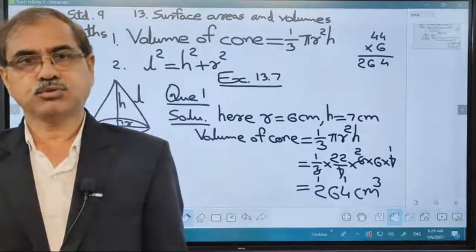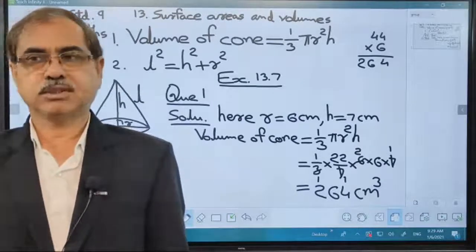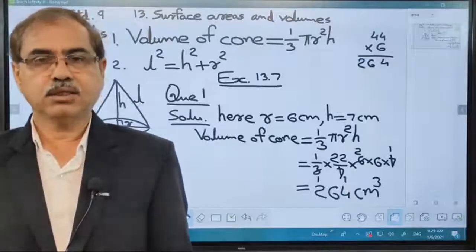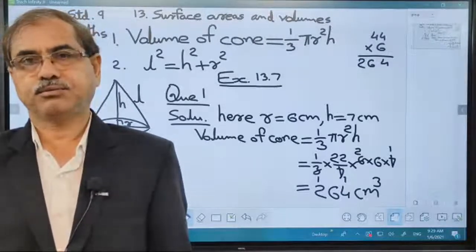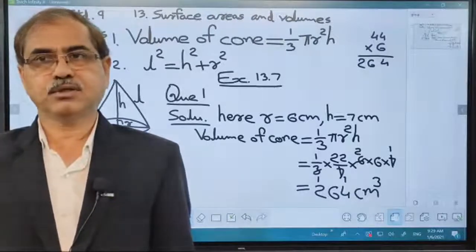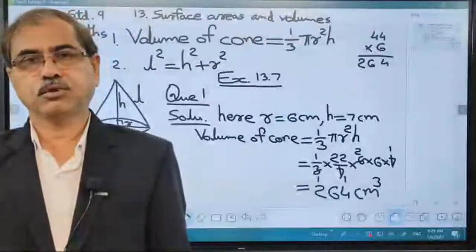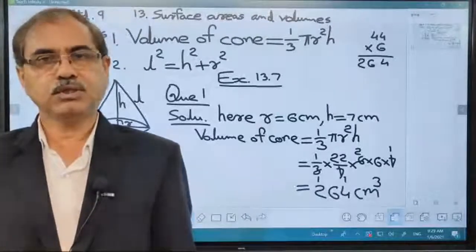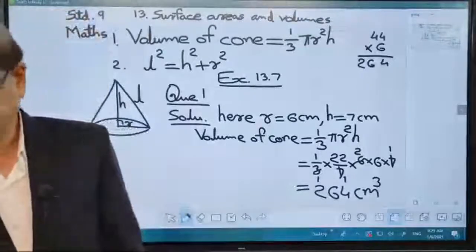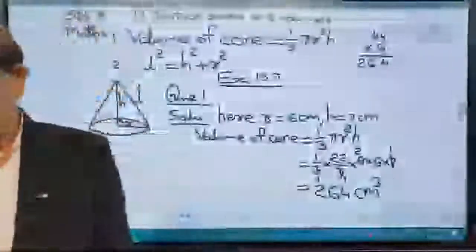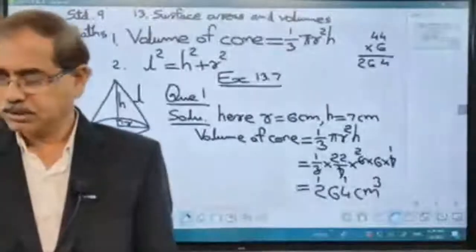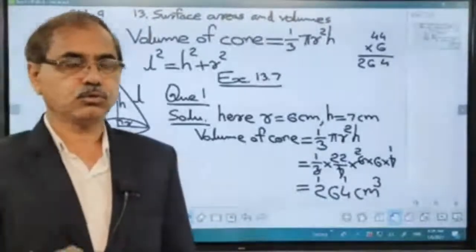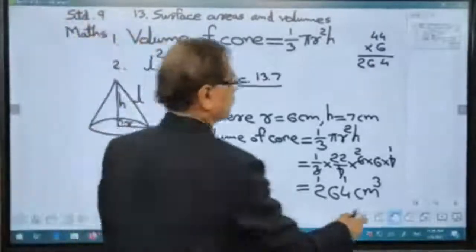I hope you understood. To solve questions of this exercise, you must know the formula. Second thing you have to take care is, if by chance units are different, you have to convert one of the units into the other unit to make the units same. Let's go to the second part now. In the second part, the radius is given to us 3.5 centimeter and the height is given to us 12 centimeter. Method is not going to change.